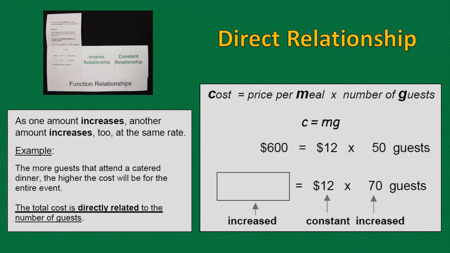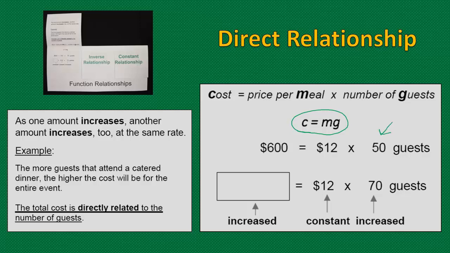In a direct relationship, as one amount increases, another amount increases too, at the same rate. Example: the more guests that attend a catered dinner, the higher the cost will be for the entire event. The total cost is directly related to the number of guests. We can write an equation for this direct relationship as cost equals price per meal times number of guests. And we can shorten that to C is equal to mg.